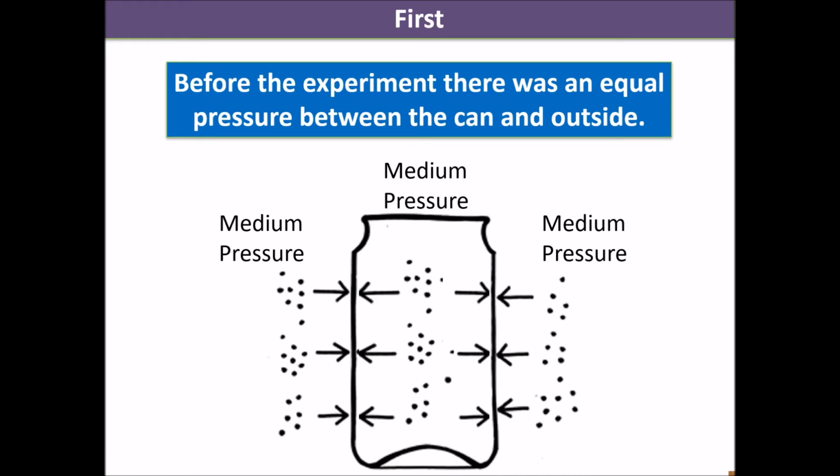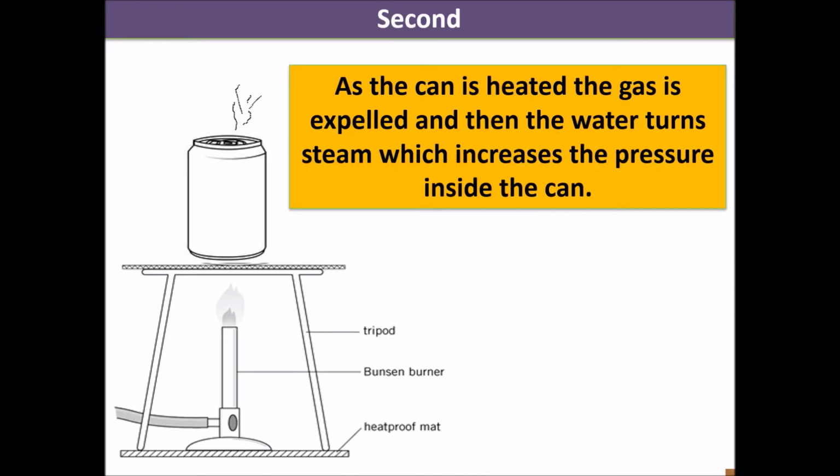Before the experiment, there was an equal pressure between the can and the outside. So the pressure on the outside and on the inside was exactly the same. As the can is heated, the gas is expelled. That means it is forcefully removed from the can. And then the water turns into steam, which increases the pressure inside the can.